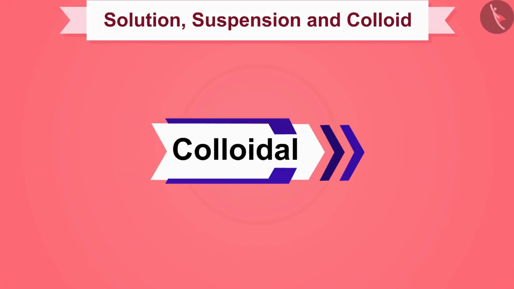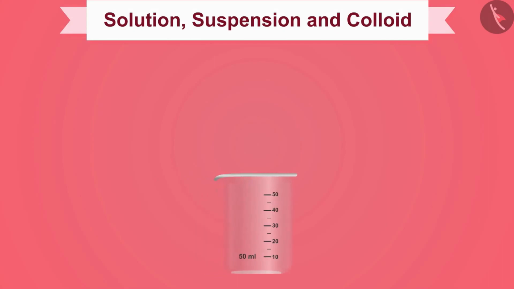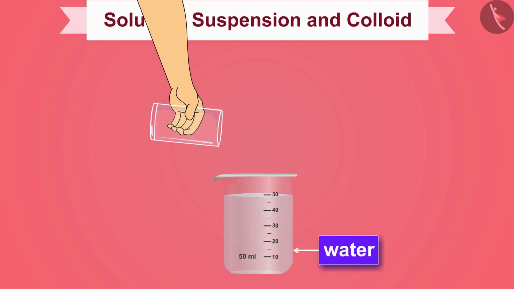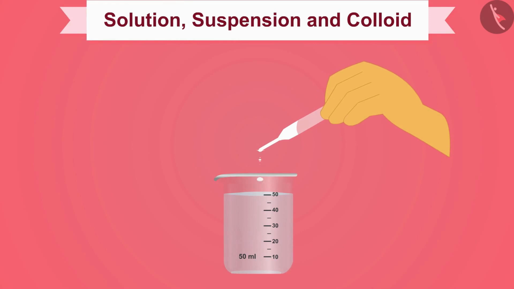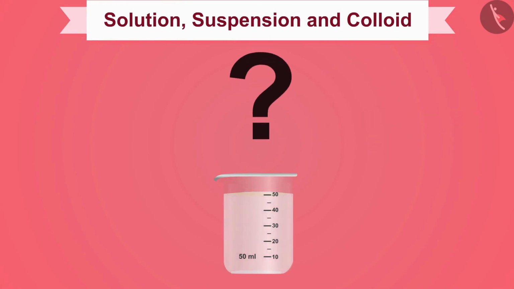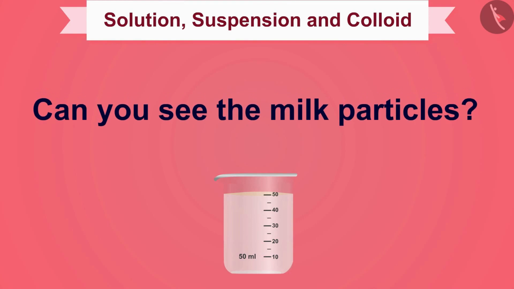Let us now take the last type of solution, that is, learn about colloidal solution. Take water in a 50 ml beaker. Now, add few drops of milk to it. What do you see? Milk particles are spread evenly in water. Can you see the milk particles?